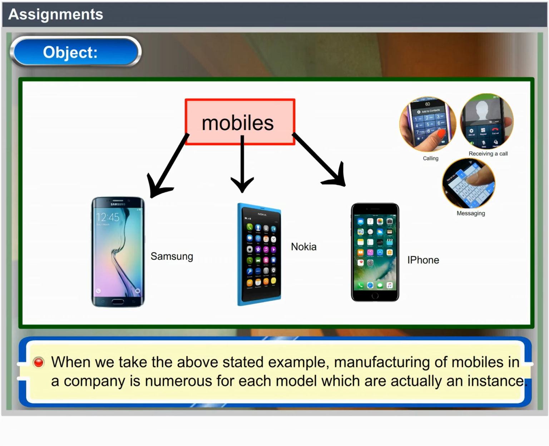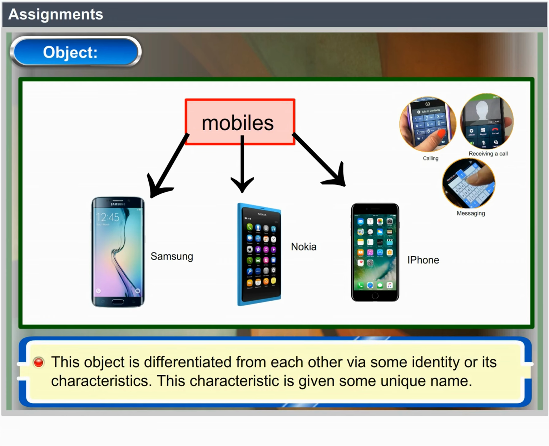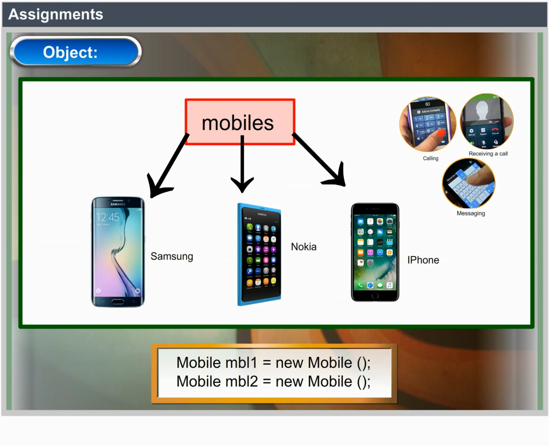When we take the above example, the manufacturing of mobiles in a company is numerous for each model, each of which is actually an instance. These objects are differentiated from each other via some identity or characteristics. This identity is given a unique name. Mobile MBL1 equals new Mobile(). Mobile MBL2 equals new Mobile().